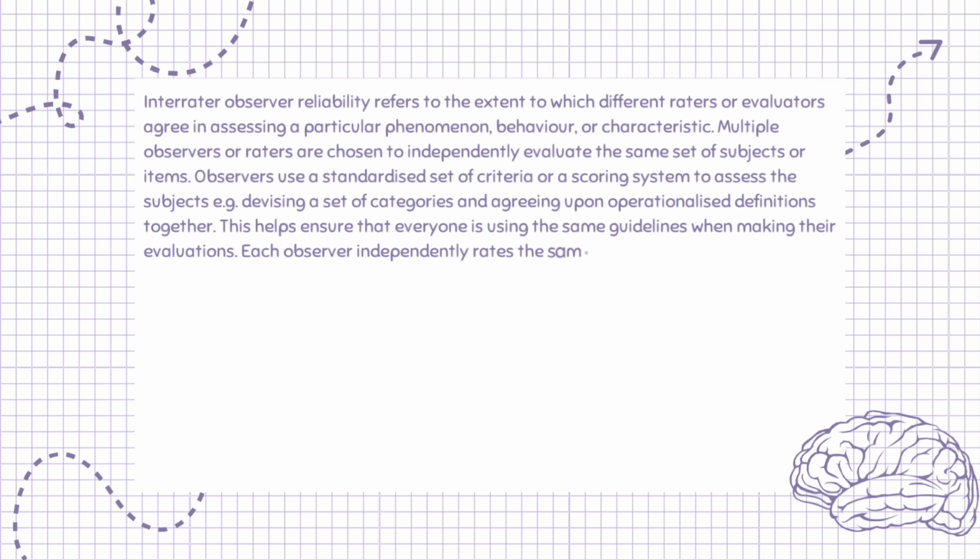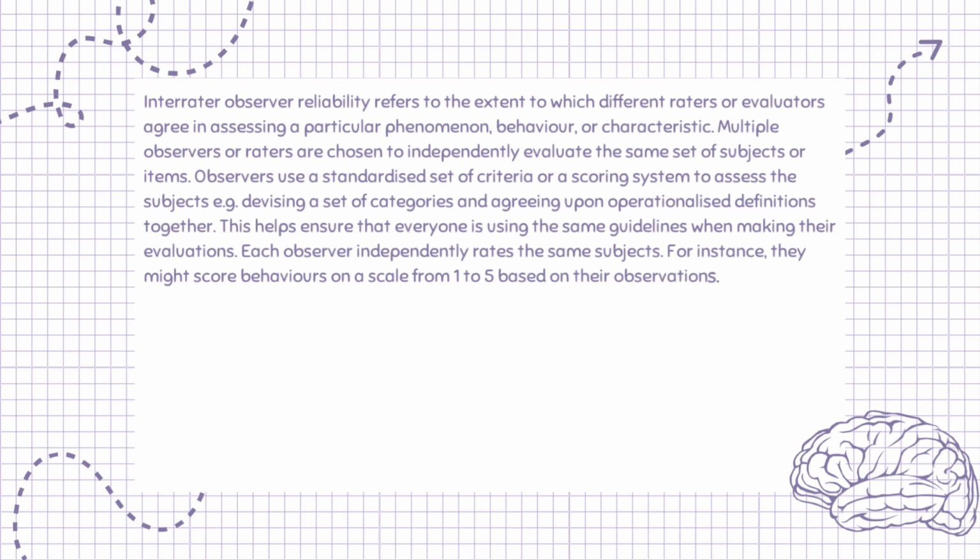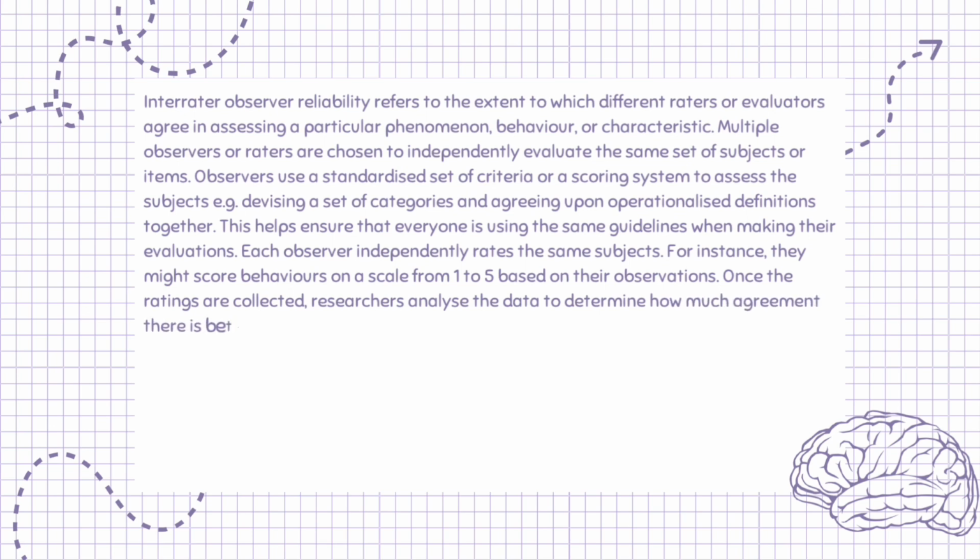Each observer independently rates the same subjects. For instance, they might score behaviors on a scale from 1 to 5 based on their observations. Once the ratings are collected, researchers analyze the data to determine how much agreement there is between the observers.